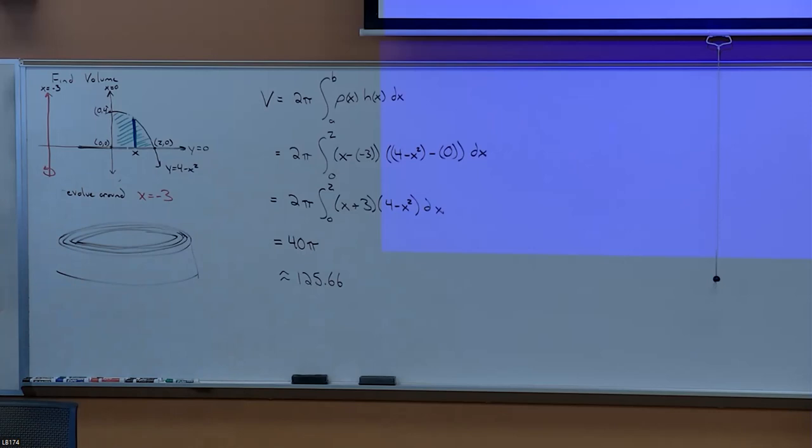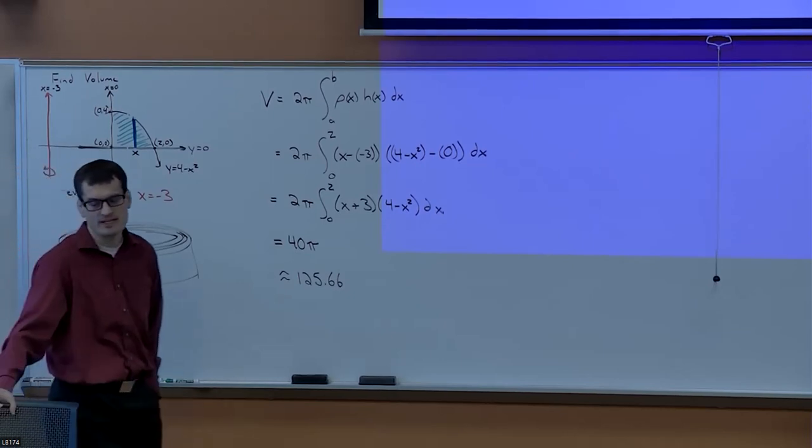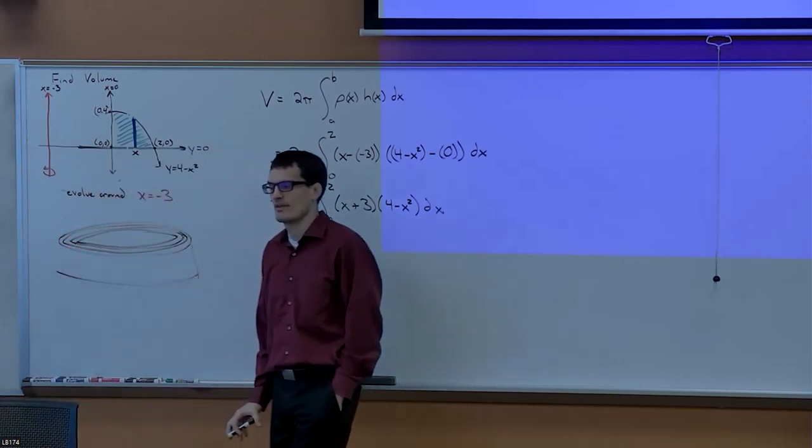Is that right? So rotating this region around the line x equals -3, as opposed to rotating around x equals 0, is not really any bigger of a task. I just have to adjust my radius, and then we're all set.